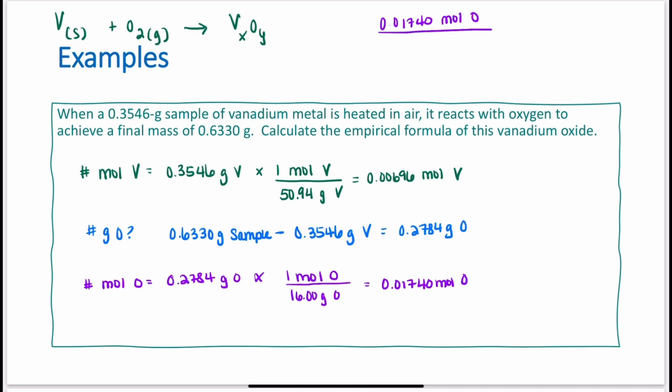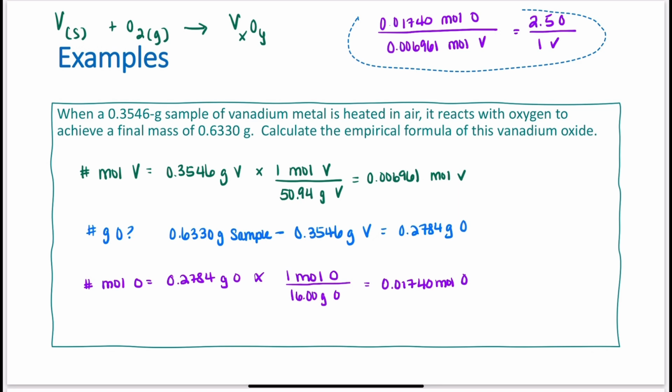Moles of oxygen divided by my vanadium. Vanadium should also have one more sig fig. Let me check what that would be. There should be a 1 right there: 0.006961 moles of vanadium. And this gives me a ratio of 2.5 oxygen to every 1 vanadium. But again, I need whole numbers here.